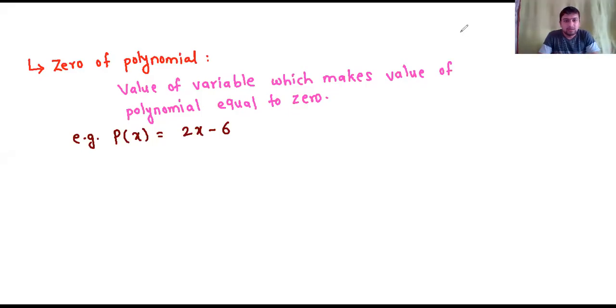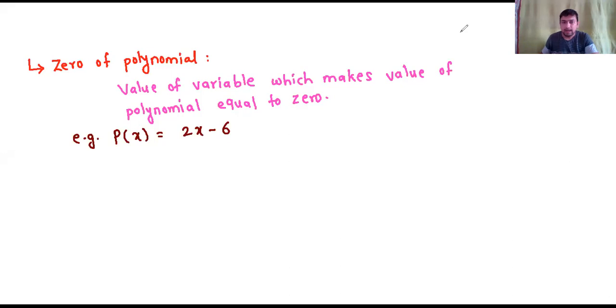Hello students, in this video we will see about zero of polynomial. It is a value of variable which makes the value of polynomial equal to zero. What is zero of polynomial? It is a value of variable which makes value of polynomial equal to zero.